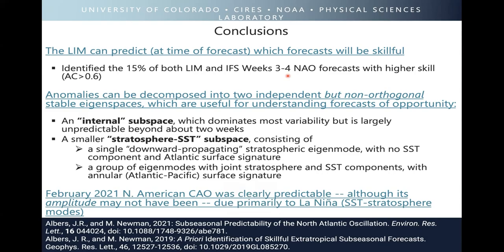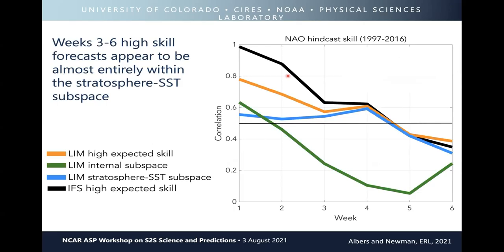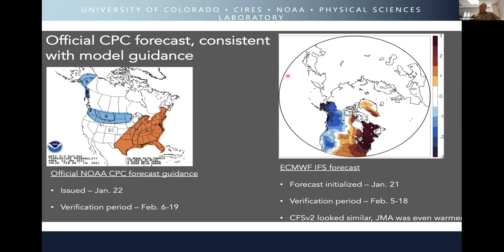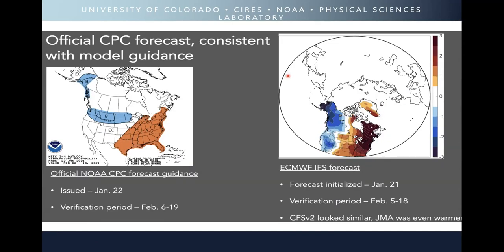Hey, thanks, Matt, for the talk. Nice analysis. Maybe this is a strange question. So you showed that the limb skill is about the same as IFS, on one of the slides. Oh, for the NAO, yeah. Yeah, this one. So given these plots and all the models were predicting above normal anomalies, what would make a forecaster discount the model-based forecast and go with the limb?